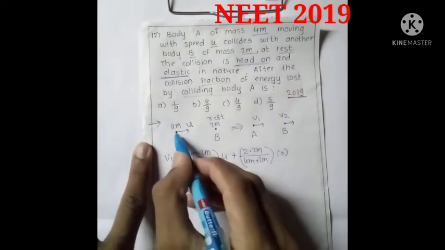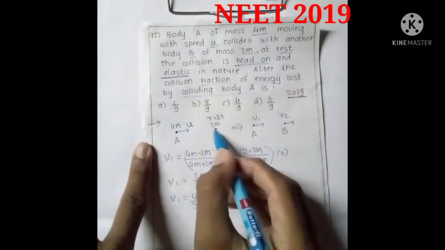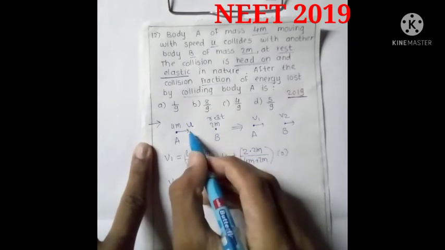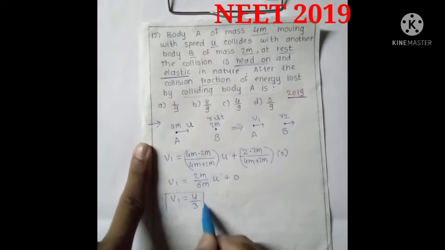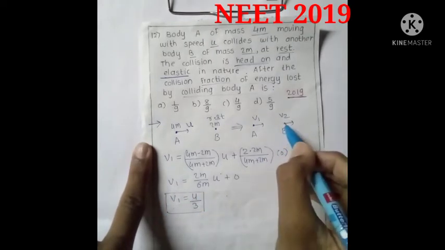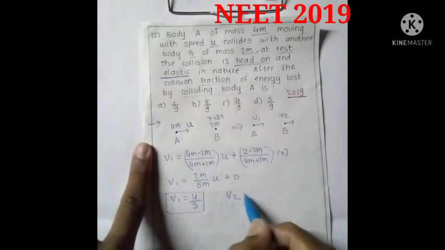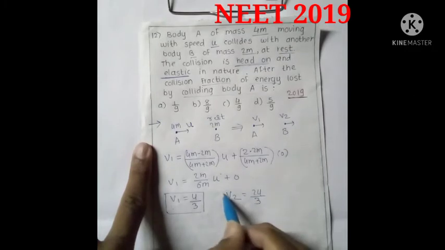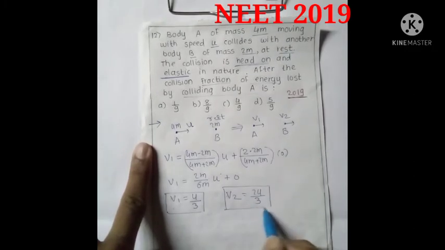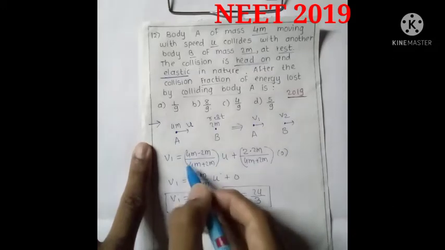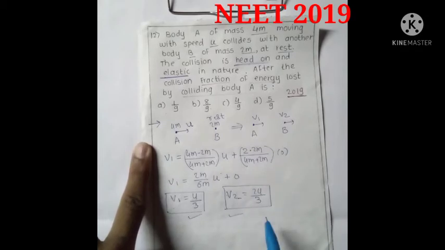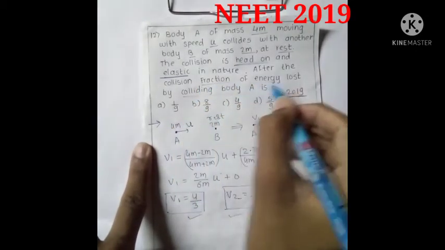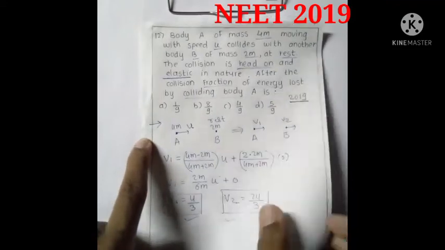If body A moving with velocity u collides with body B and its velocity decreases to u by 3, so v1 becomes u by 3, then v2 must be 2u by 3, or we can simply calculate using the formula. So velocity v1 and velocity v2 we have calculated. Now we have to calculate what fraction of energy is lost by colliding body A.